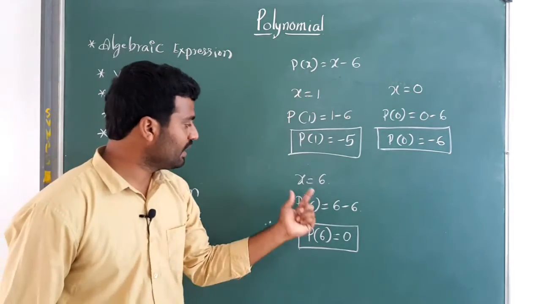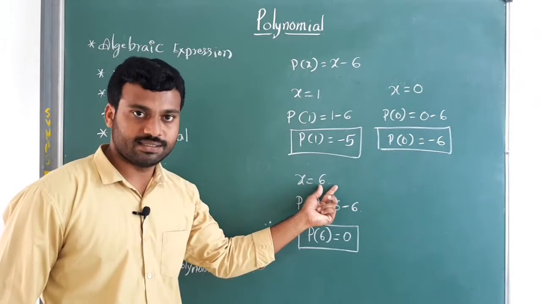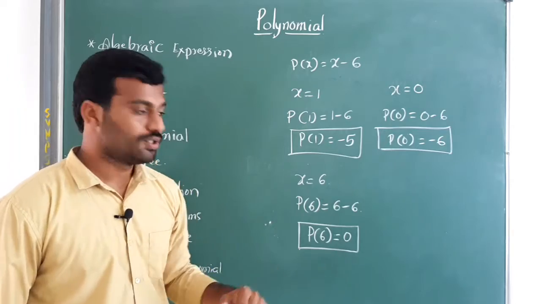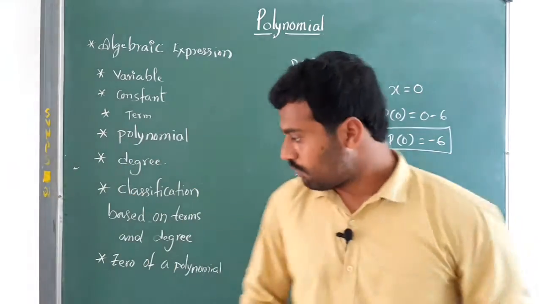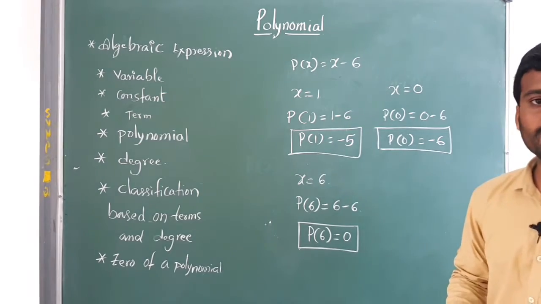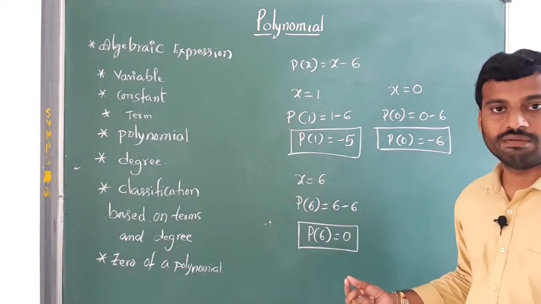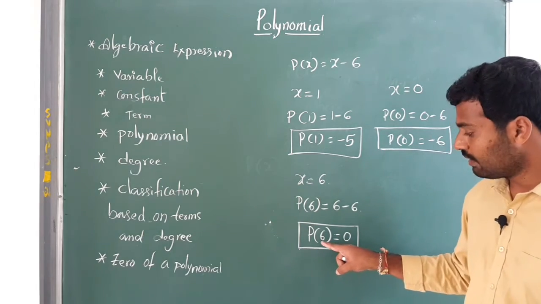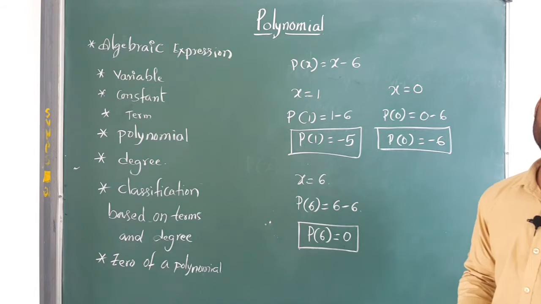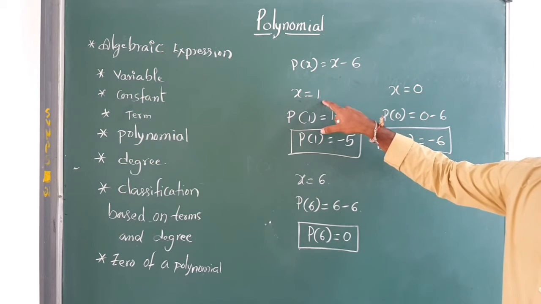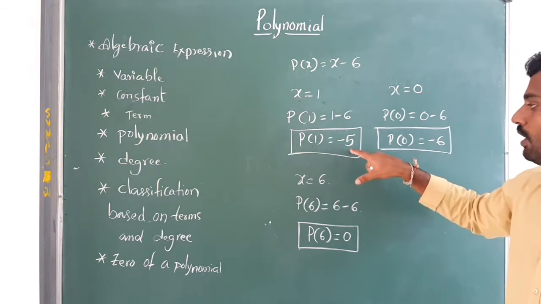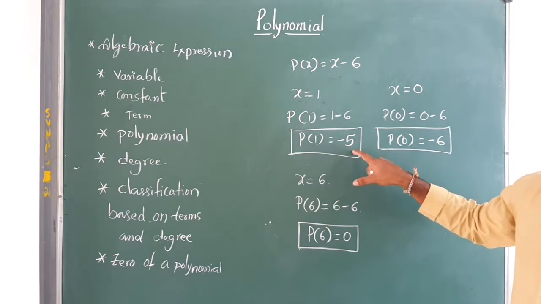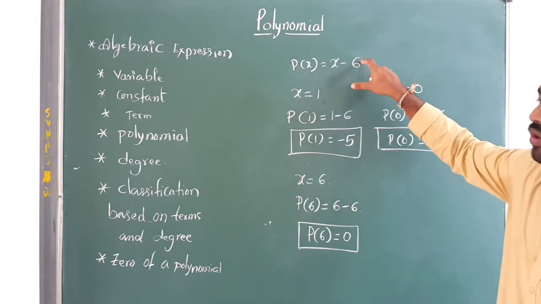So the same polynomial at x equals 6, the value of the polynomial is what? 0. Clear or not? So what I am going to say is, what is 0 of the polynomial? When the polynomial becomes 0, then the value is what? See here, x equals 1, the value of the polynomial is non-zero, whatever it may be, minus 5, minus 6 or minus 10. So 1 is not a 0 of this polynomial.